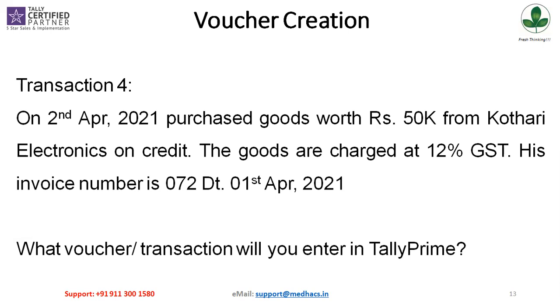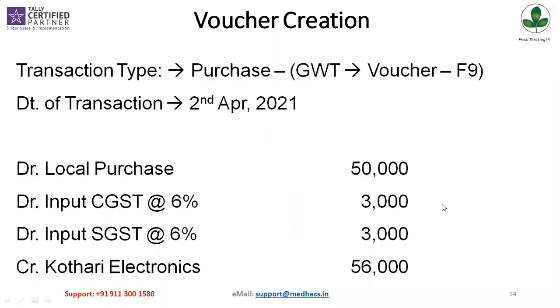Okay. And what is all the information that's given? Supplier invoice number is given. Invoice date is given. Yes, it is a purchase transaction. Okay. That is what we need to enter. So let us look at how you need to do this transaction. So transaction type will be purchase.